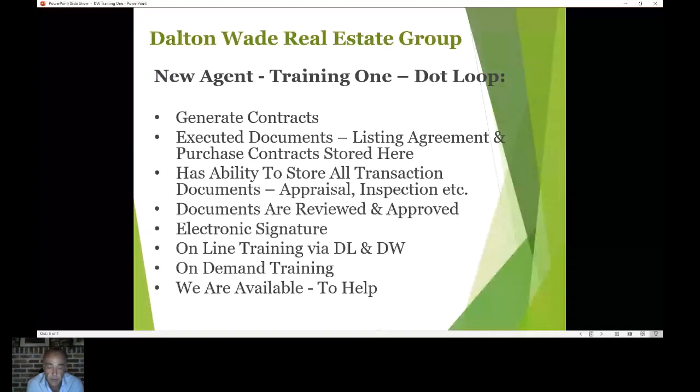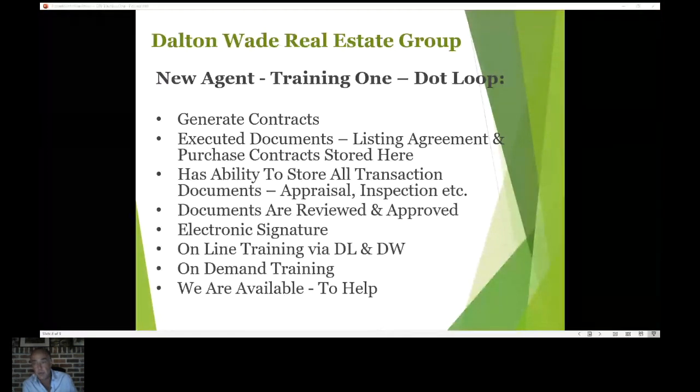Dotloop. So we also provide Dotloop. So again, as agents, you have to do your transactions, right? Dotloop is a paperless system. It's all cloud-based. Boomtown, cloud-based. Dalton Wade, we're a cloud-based brokerage. So these tools fit right in.